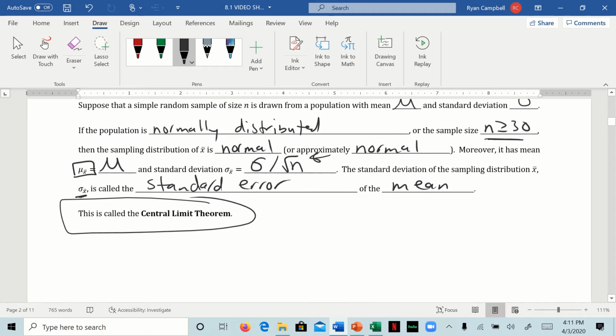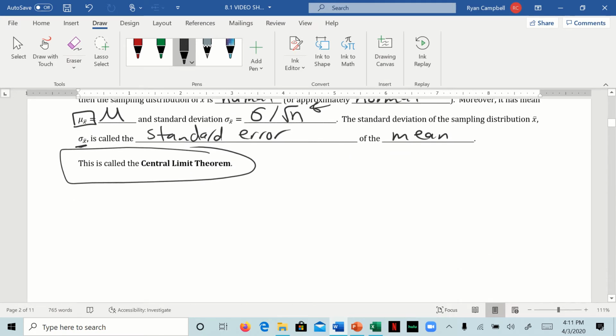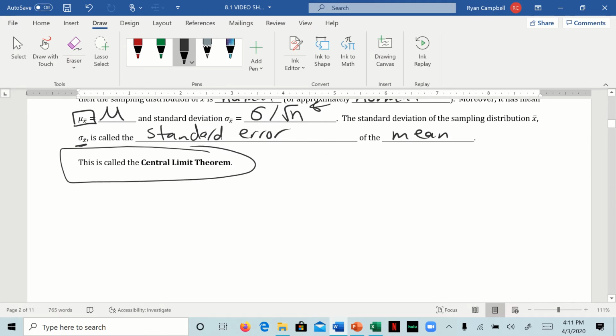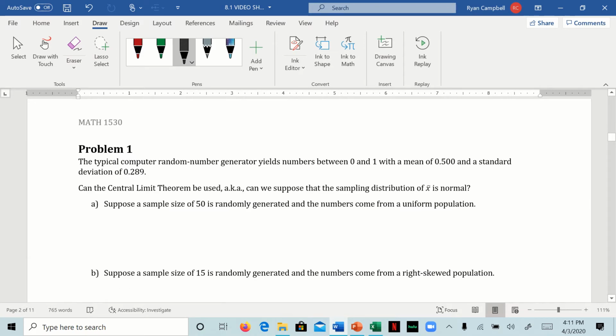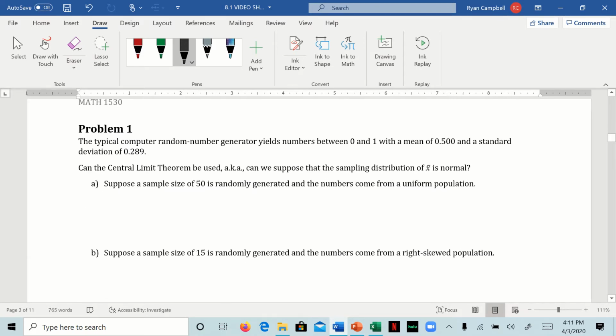Okay, that was a lot. Now let's just get down to the examples, and you'll see this shouldn't be too hard. All right, so a typical computer random generator. So again, I've given you all these problems. Make sure you're going through them with me. So a typical computer random number generator yields numbers between 0 and 1 with a mean of 0.5 and a standard deviation of 0.289. So can the central limit theorem be used?